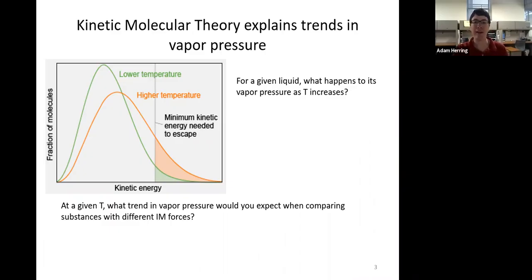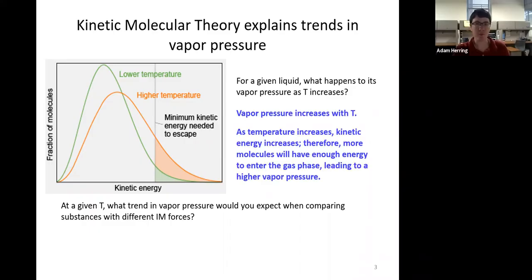So if we're talking about a liquid, what's going to happen when the temperature increases? The vapor pressure will increase. The reason for this is that at a higher temperature, the average kinetic energy is going to increase. Therefore, there are going to be more molecules that have the minimum amount of kinetic energy needed in order for them to leave the liquid phase and enter the gas phase.